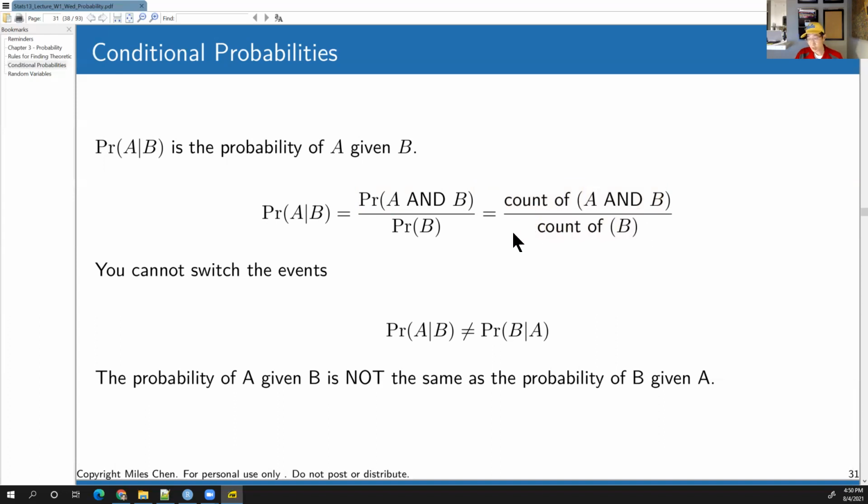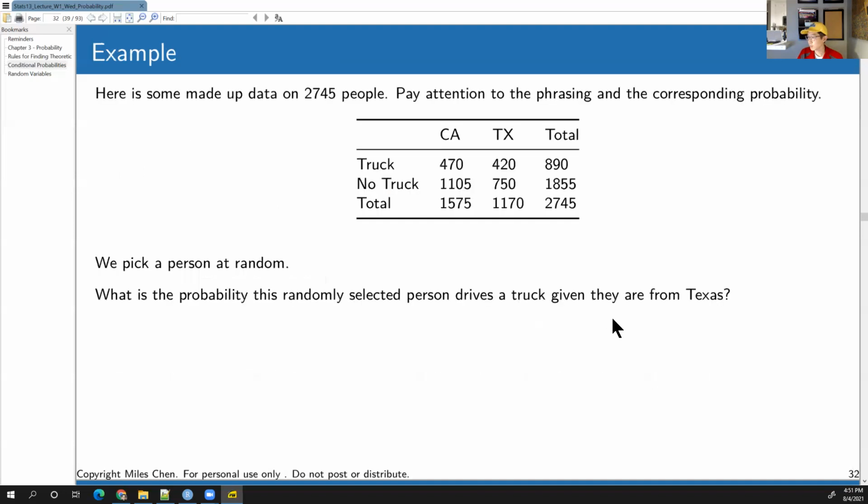One thing to note is that when you do conditional probabilities, you cannot just switch them. A couple slides ago, I said probability of A and B is the same thing as the probability of B and A. That's true. You can switch the order there. But as for conditional probabilities, you cannot. The probability of A given B is not going to be the same thing as the probability of B given A. Maybe in certain situations by coincidence, they might happen to be equal, but in general, the probability of A given B is not going to equal the probability of B given A.